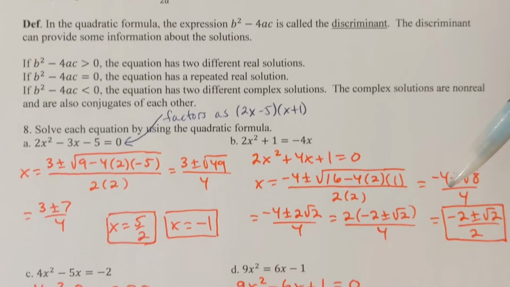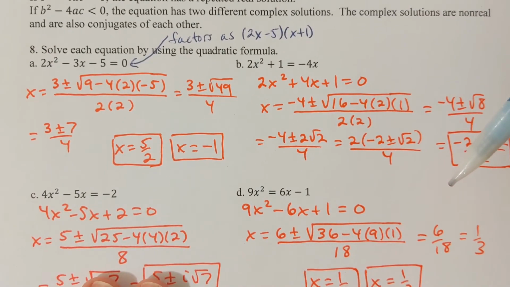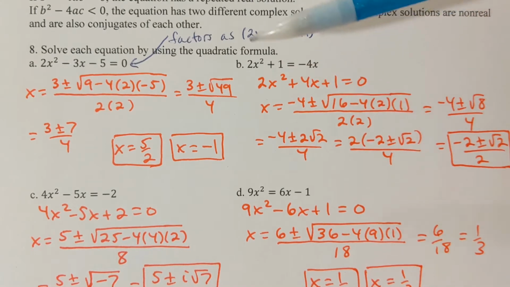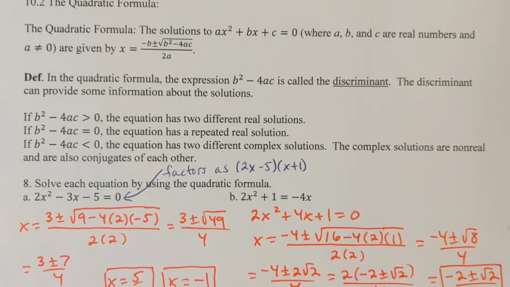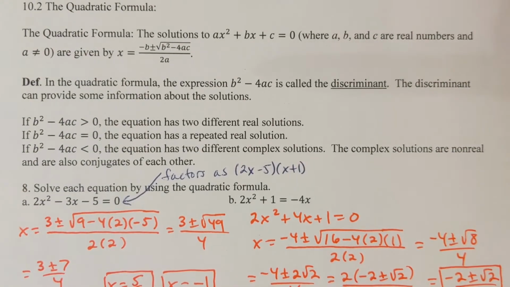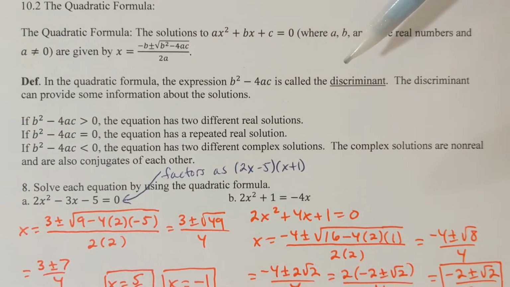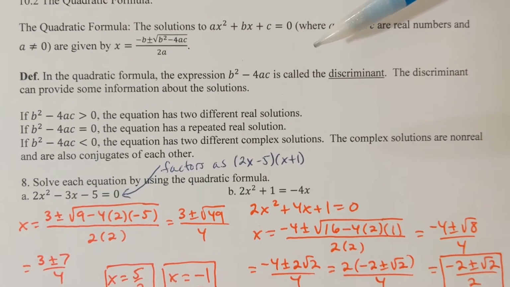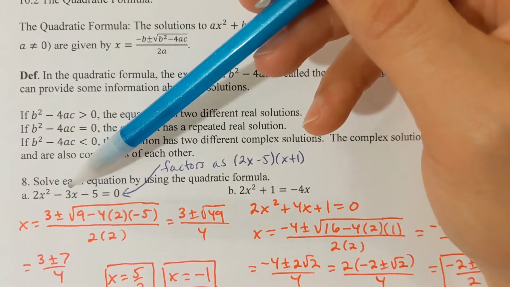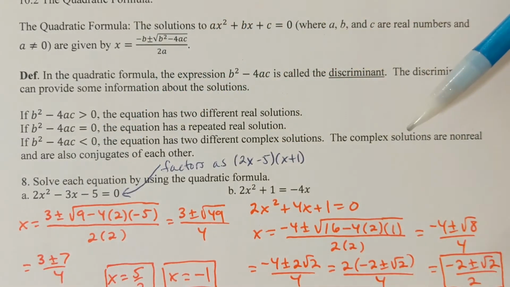Let's take a look at problem 8 here. We're going to be solving some equations using the quadratic formula. Part A, 2x squared minus 3x minus 5 equals 0. Okay, so we're going to use the quadratic formula. In using the formula, the first thing that I do is I decide, okay, what is A, what is B, what is C, and then plug in the numbers into this formula here. All right, so for this problem, looks like A is 2, B is negative 3, and C is negative 5.